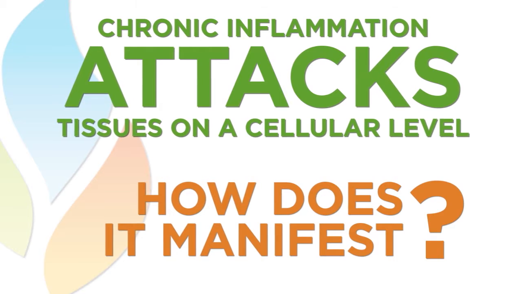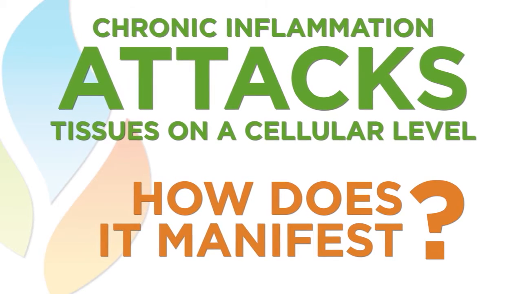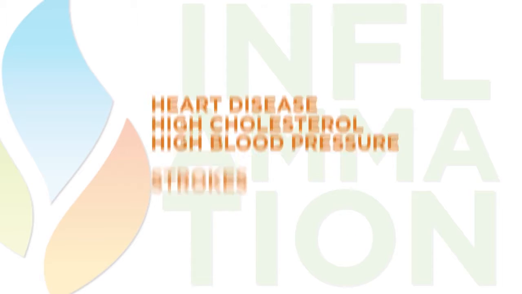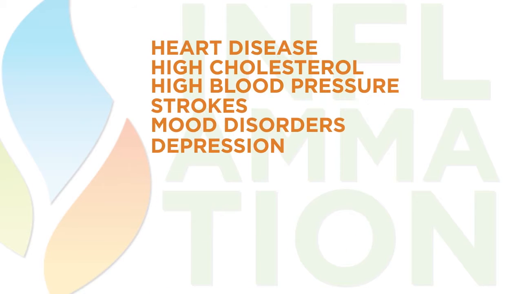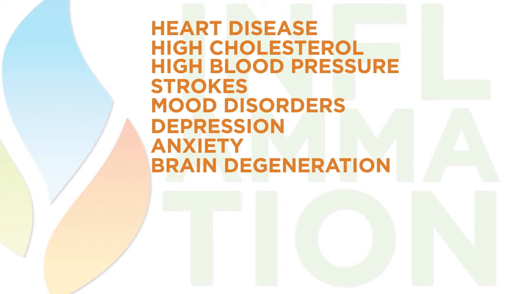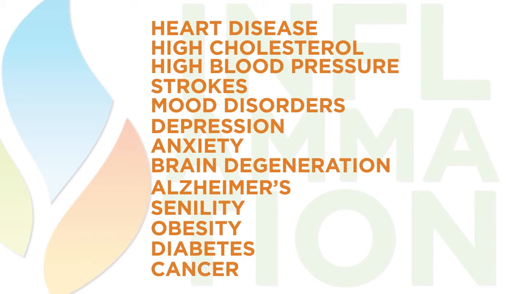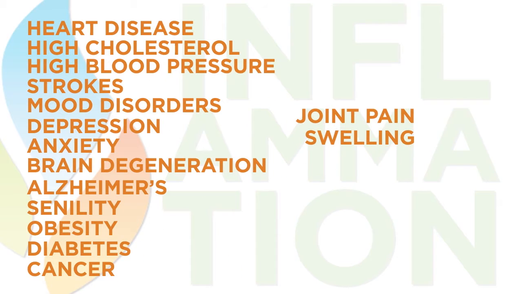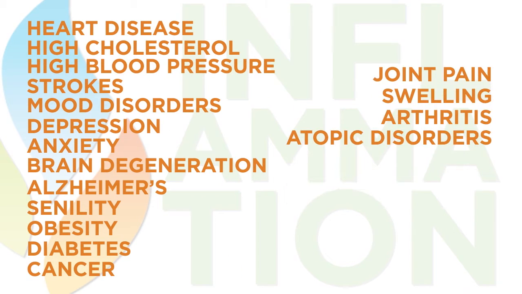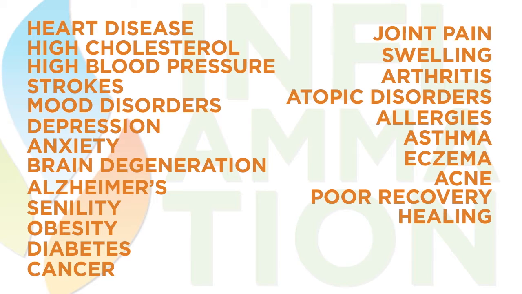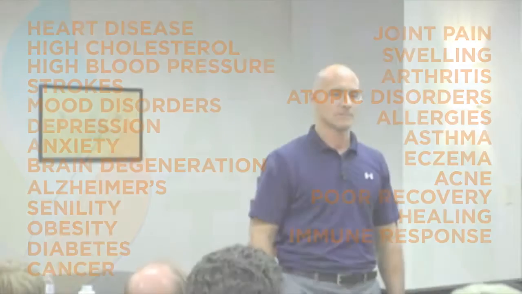Chronic low-grade inflammation looks like this. Read this list now. Heart disease, high cholesterol, high blood pressure, strokes, mood disorders, depression, anxiety, brain degeneration, Alzheimer's, senility, obesity, diabetes, cancer, there's the trail, right? Joint pain, swelling, arthritis, atopic disorders, allergies, asthma, eczema, and acne, poor recovery and healing, and immune responses. Sound like anybody you know? I won't make you raise your hand or stand up and stomp your feet if it sounds like you.